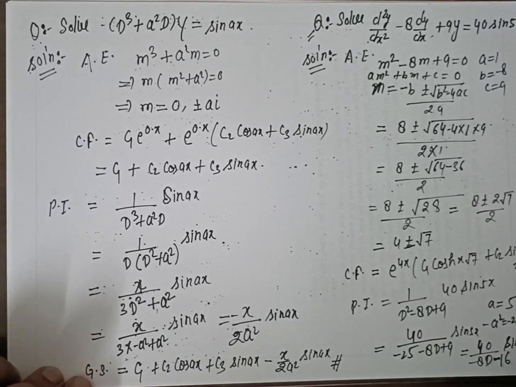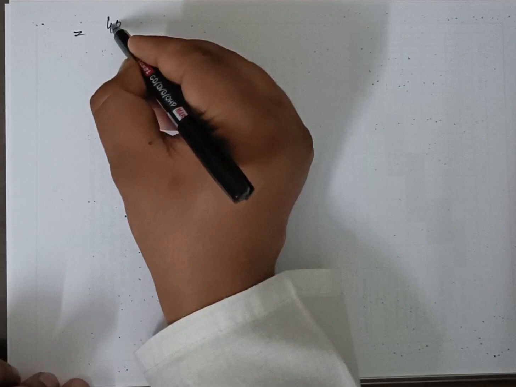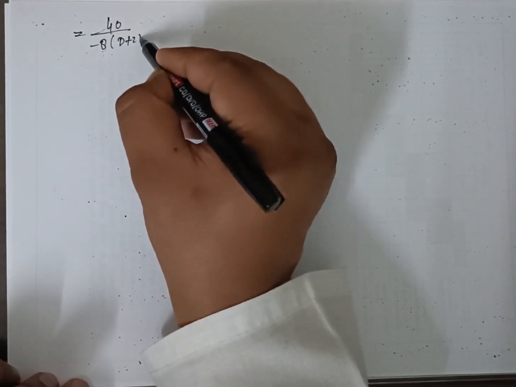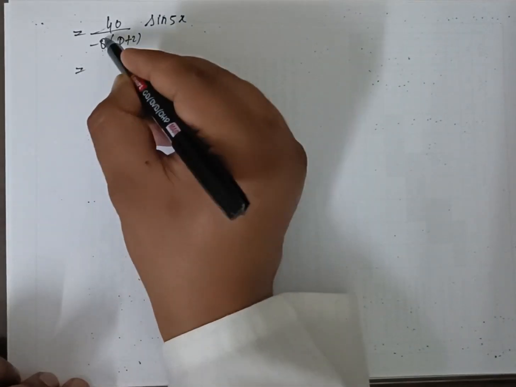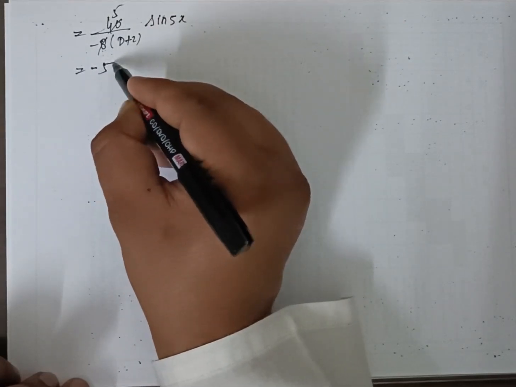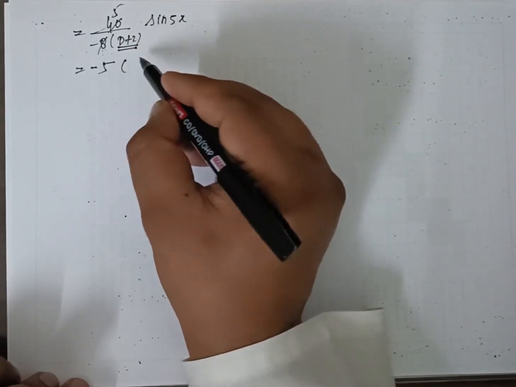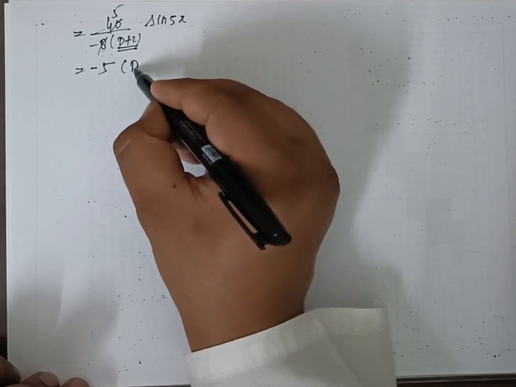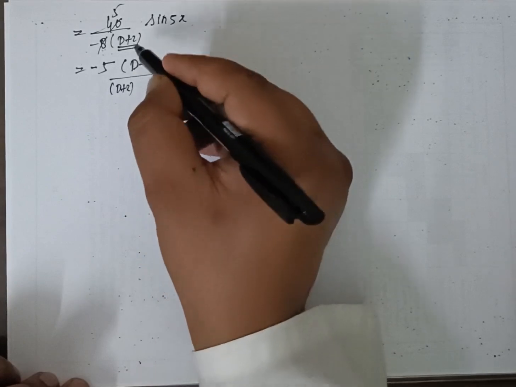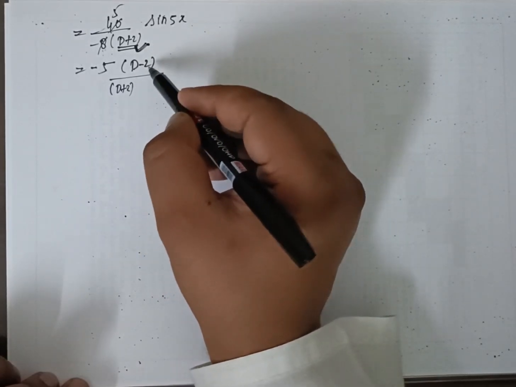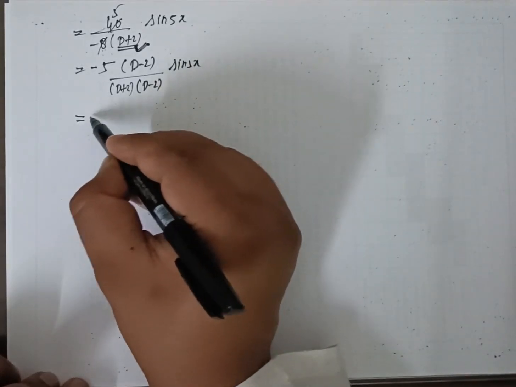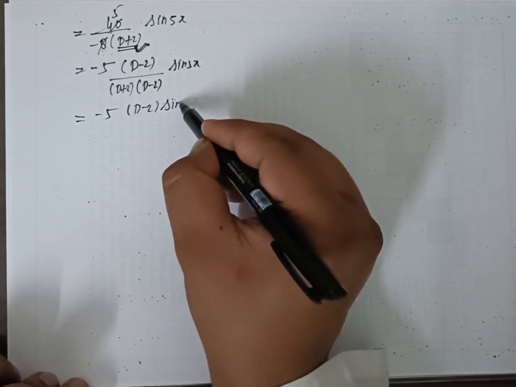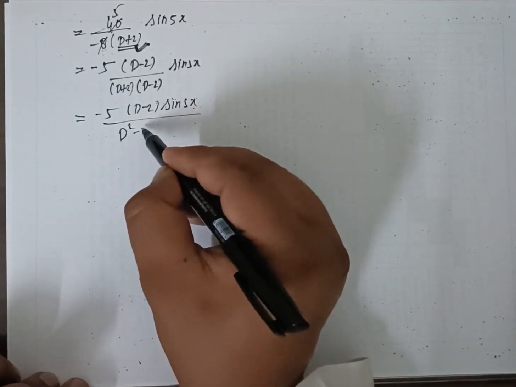So sine 5x. We can simplify it as 40, and we can take minus 8 common, so 8 plus 2 here, and sine 5x, and it is minus 5. To make d square, we need to multiply d minus 2 in the numerator and denominator as well. So d minus 2 and d plus 2. Every time if you have a linear factor in the denominator with odd power, then we multiply to make the d square in the denominator. So d minus 2 and sine 5x, and we have minus 5 d minus 2 sine 5x, and we have d square minus 4 here.